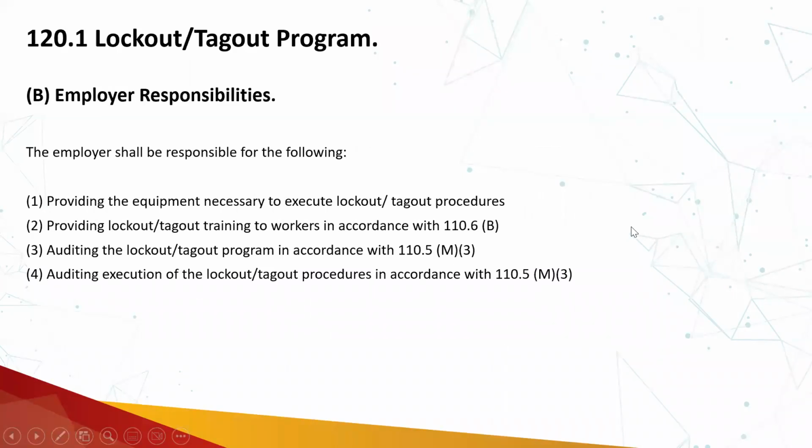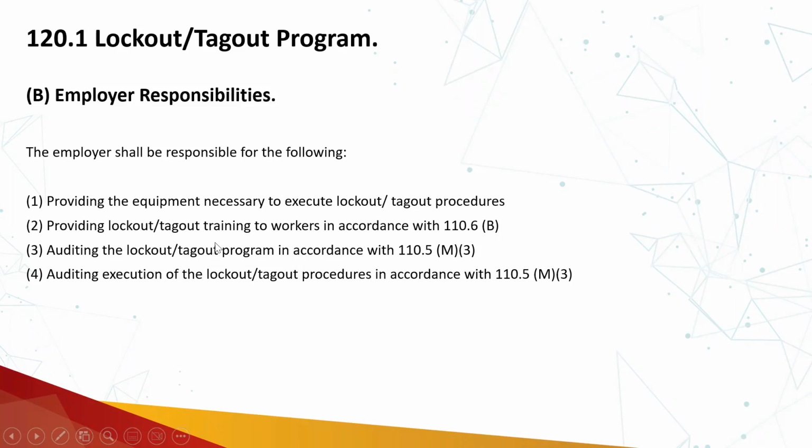120.1(B) talks about the employer responsibility. The employer shall be responsible for providing the equipment necessary to execute the lockout and tagout procedure. So the equipment related to the lockout and tagout procedure, like locks and tags, those need to be provided by the employer. There was one question in the exam that it's an employee responsibility to bring their own locks from their own homes, something like this. So that was not the right answer. It's an employer responsibility to provide the equipment necessary to execute the lockout and tagout procedure.